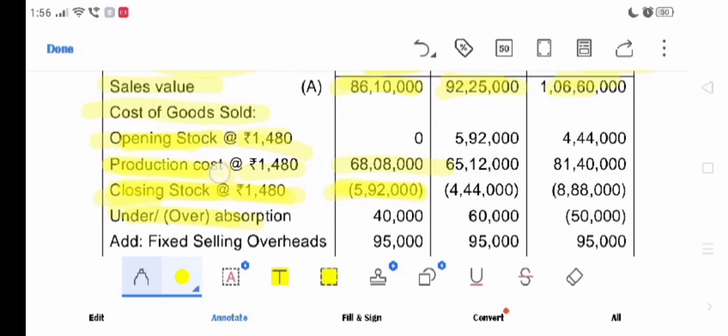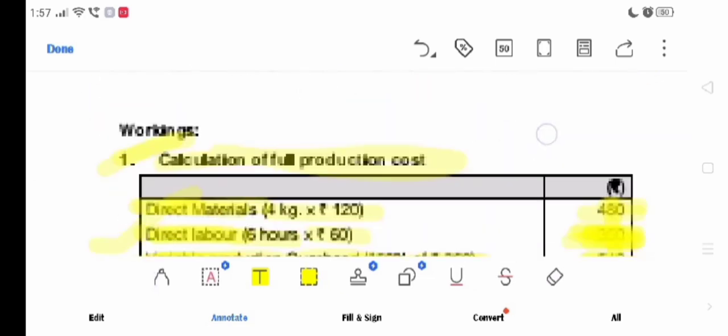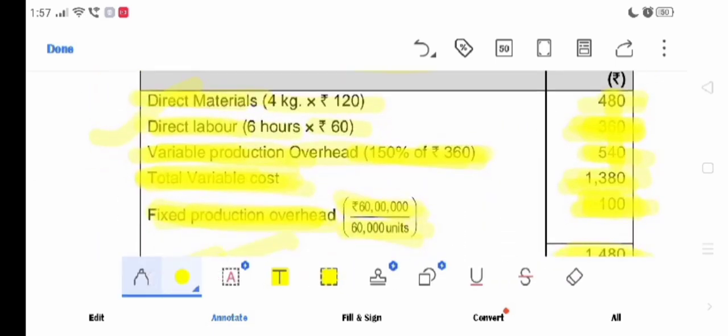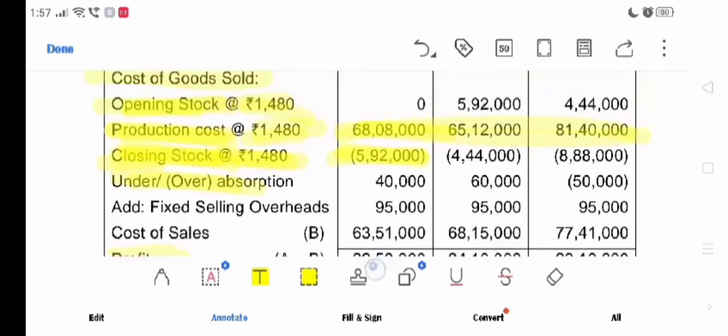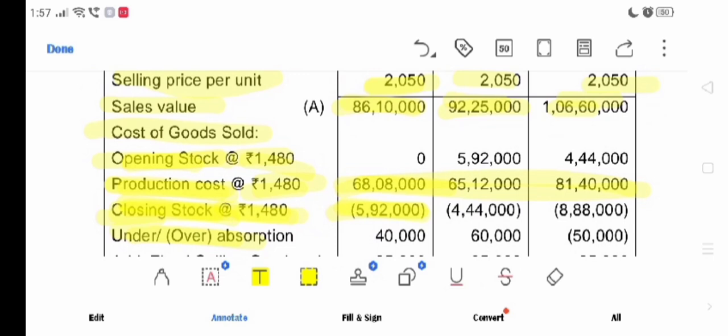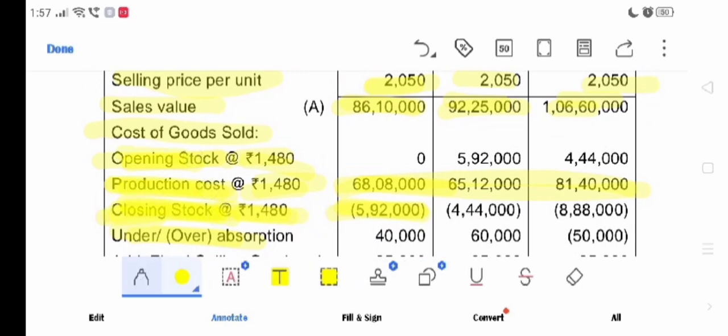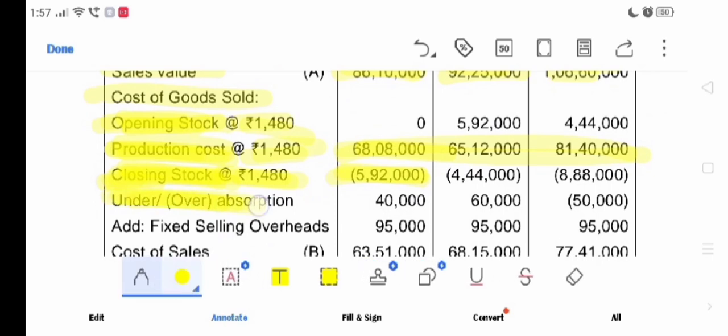See here, opening, production, closing. We know the production they have given, we just have to multiply with 1480 rupees, because we have done per unit all the direct material, direct labor. Here we have done, no. So opening plus production minus closing comes to, after adjusting, this is also really important. Just now explained, no.